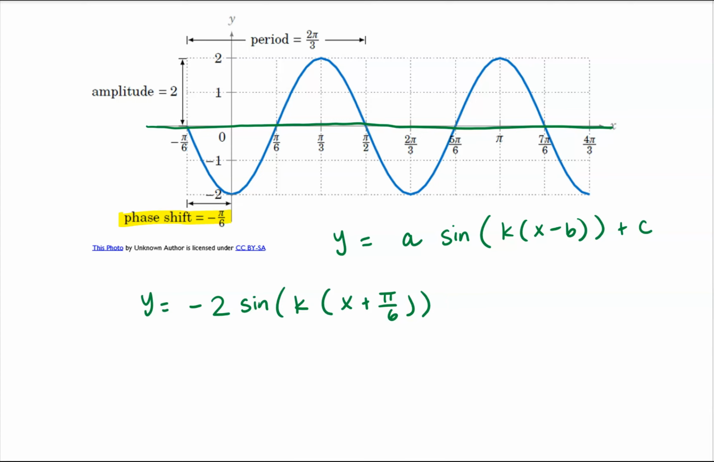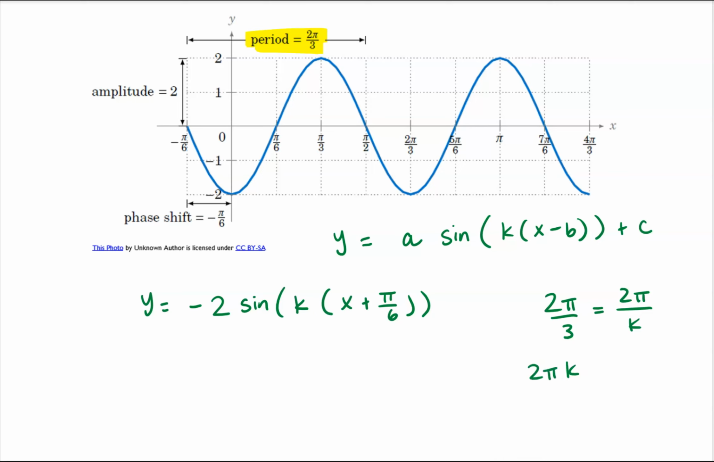So now all we have to do is figure out what the k value is. And we are already given the piece of information that our period is equal to 2 pi over 3. So let's go ahead and take that 2 pi over 3 and set that equal to 2 pi over k. Now if we cross multiply, we get 2 pi times k is equal to 2 pi times 3, which is 6 pi. And if we divide both sides by 2 pi, we get k equals 6 divided by 2, which is 3.